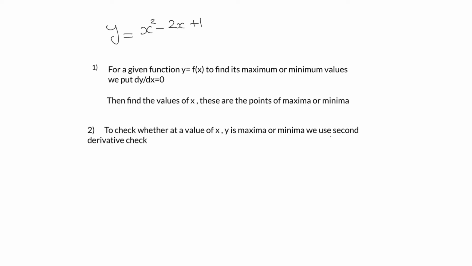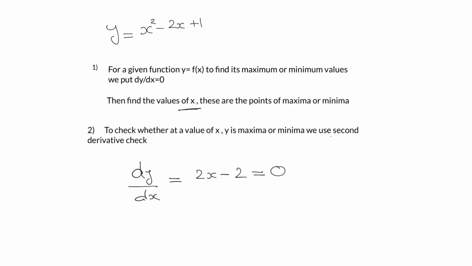So first condition, we need to find out the value of dy by dx. If we are differentiating this equation, we are going to get 2x minus 2. Now we need to equate this to 0, because at maxima and minima the value of dy by dx is equal to 0, and then find the values of x.